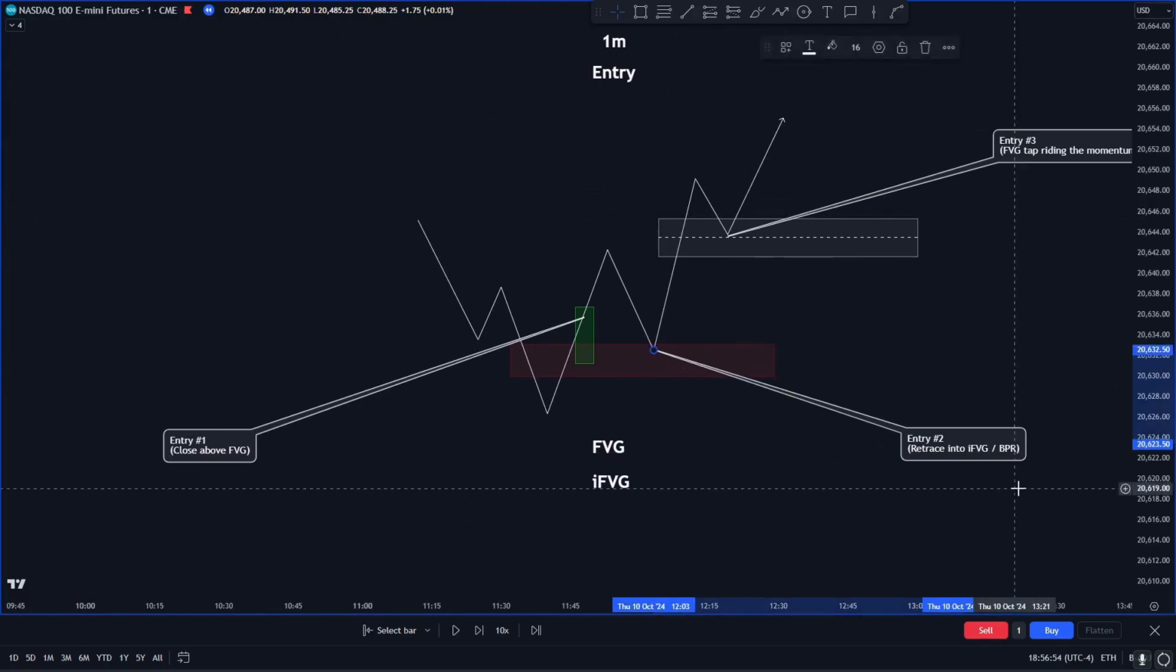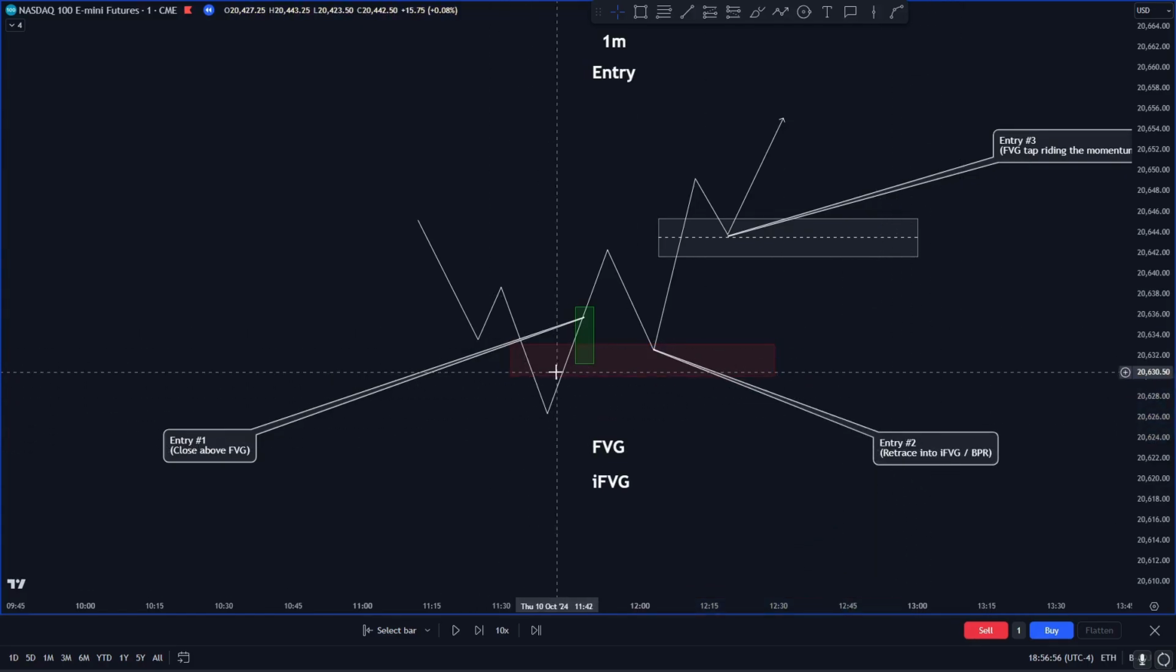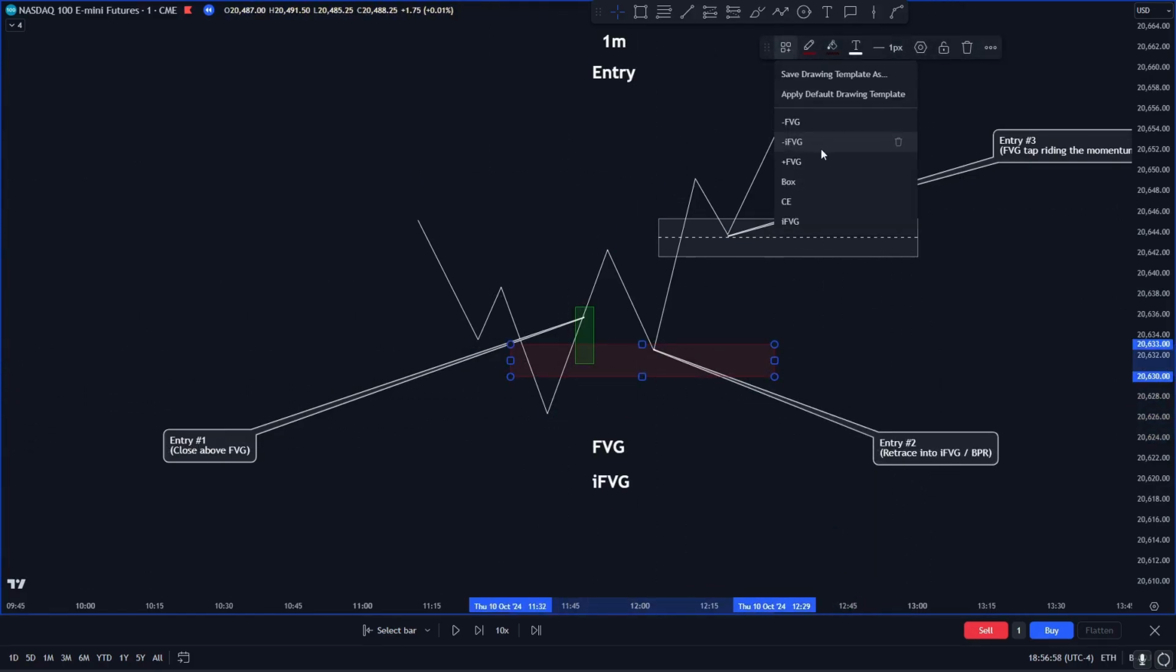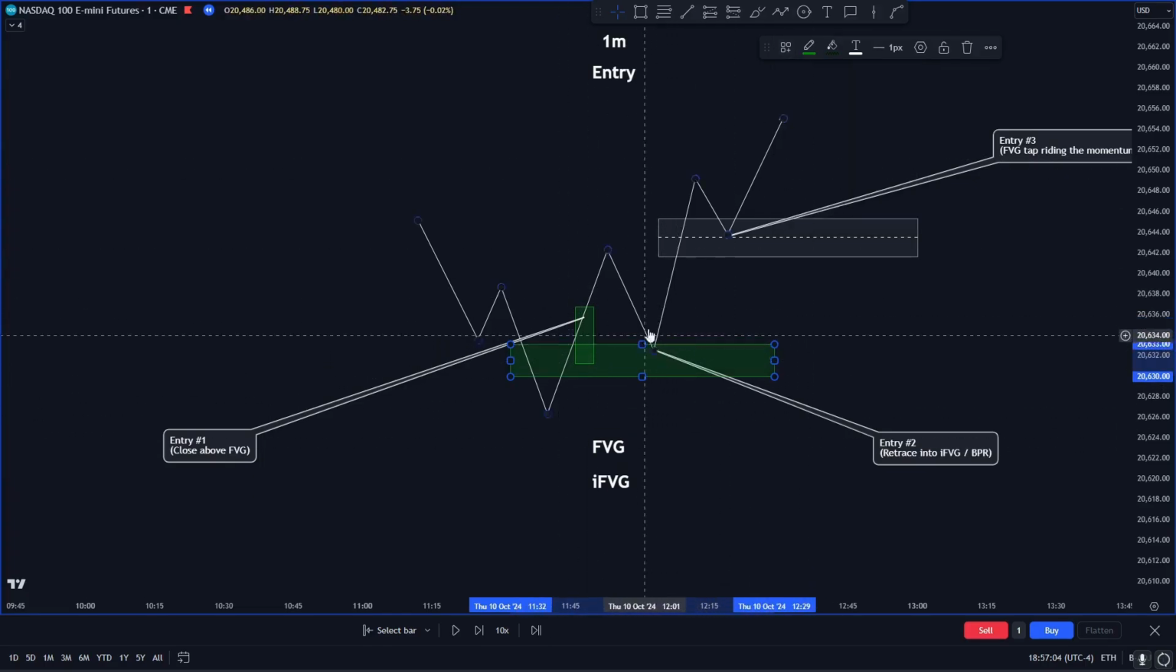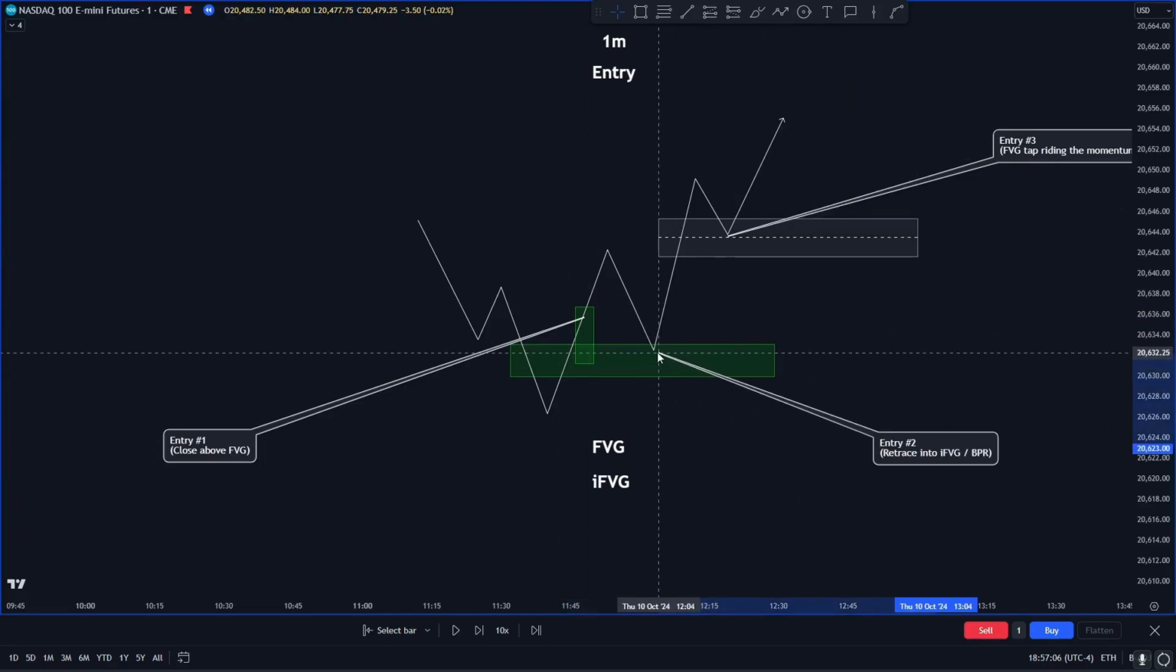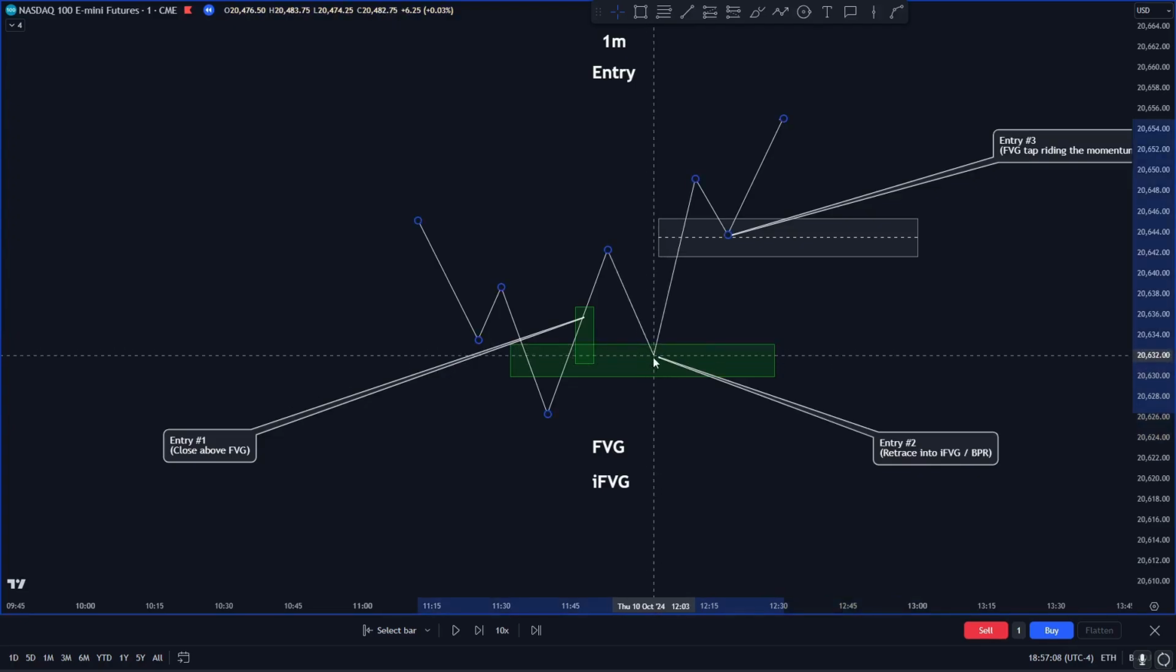Entry number 2 is basically just a retrace back into the inversion fair value gap. Once you inverse a fair value gap, it acts like a normal fair value gap. It could act as support now. So once you retrace into this level, that'll be a good support level sometimes.